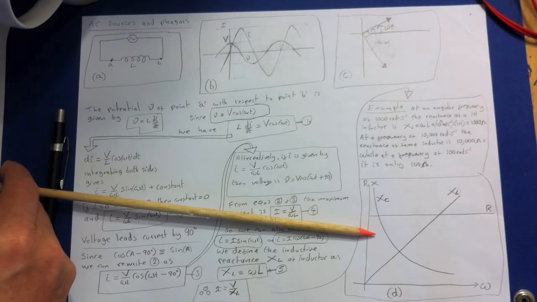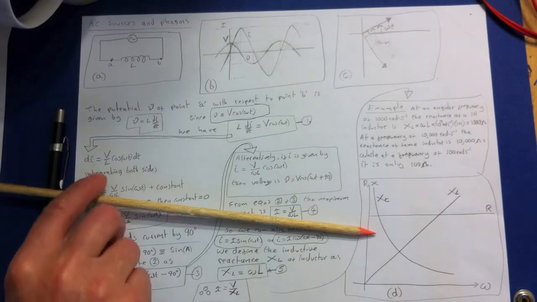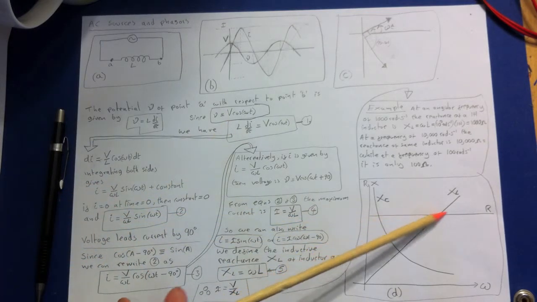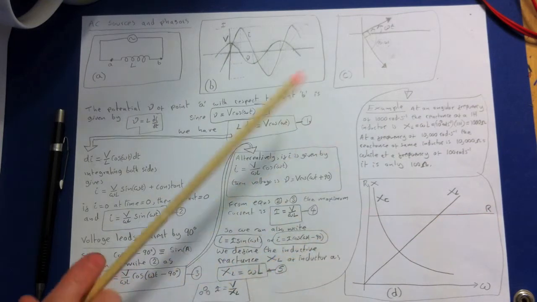The graph that we're going to show here summarizes the variation with frequency of the resistance of a resistor and the reactance of an inductor and a capacitor. So we've got this line here. Obviously the resistance is fixed. It has no dependence on frequency change, so that's just a straight line.